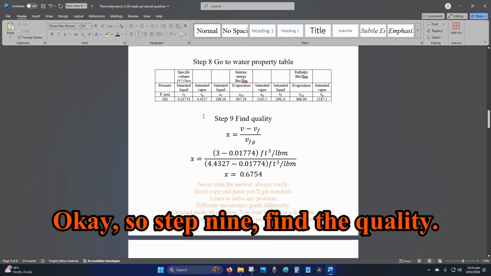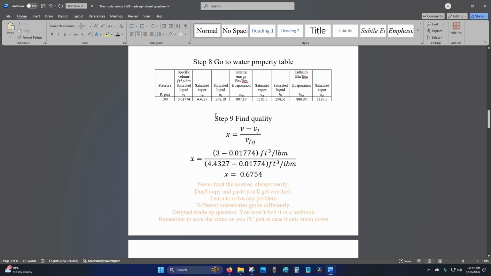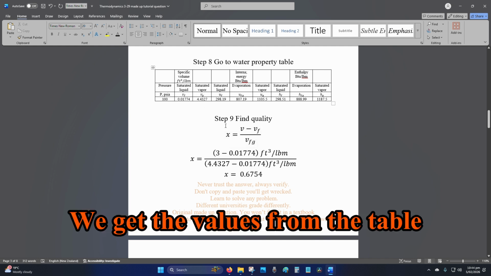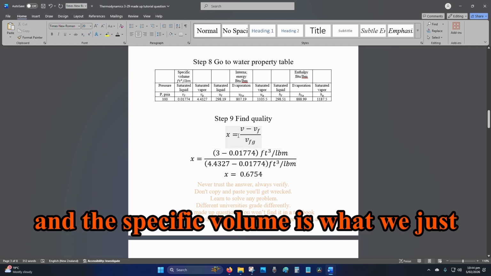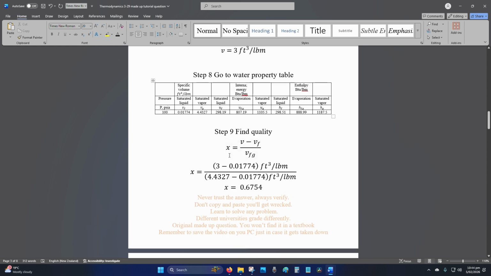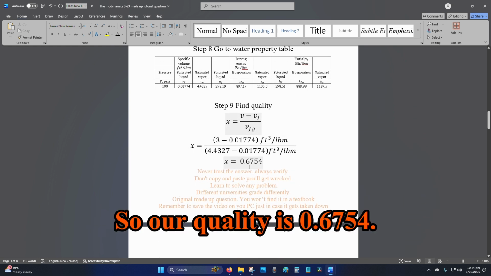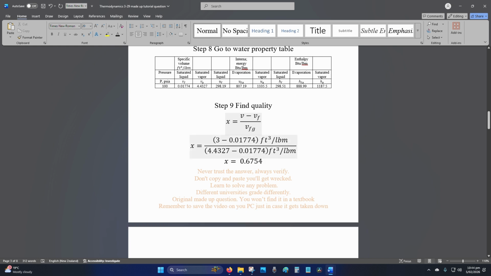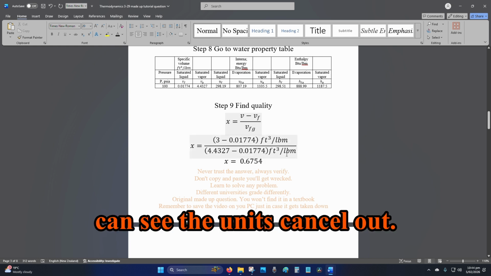Okay, so step 9, find the quality. So we just plug and play. We get the values from the table, and the specific volume is what we just found in step 7. So our quality is 0.6754. There's no units, as you can see the units cancel out.